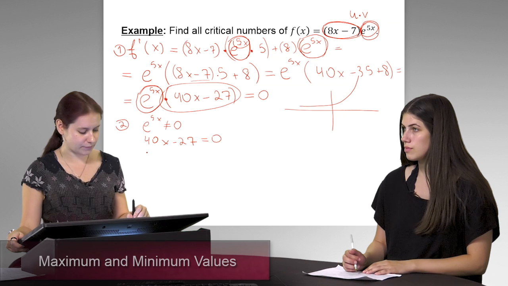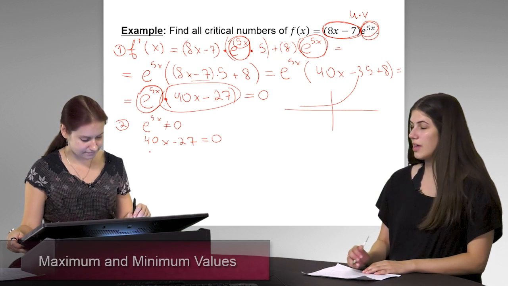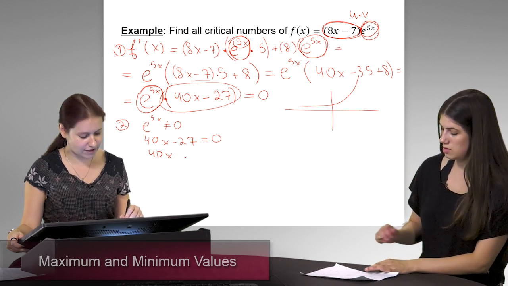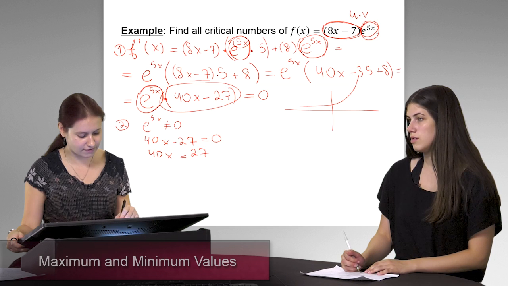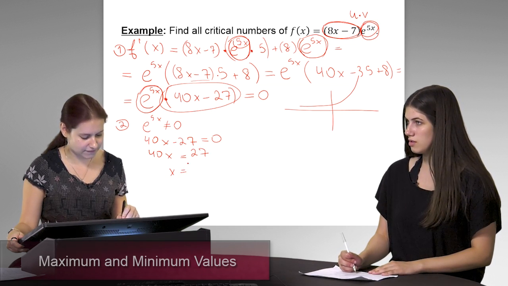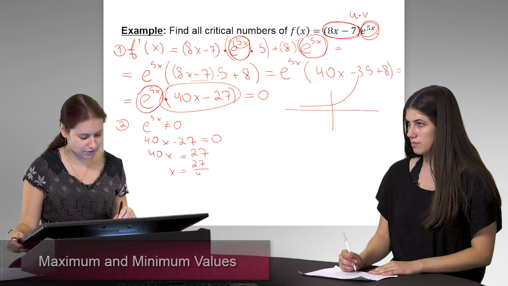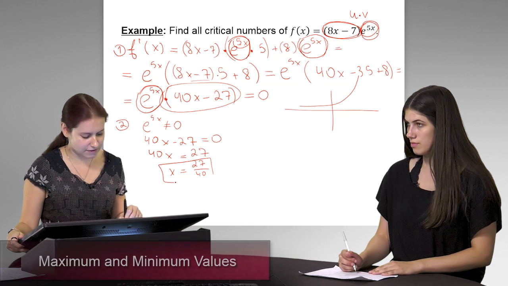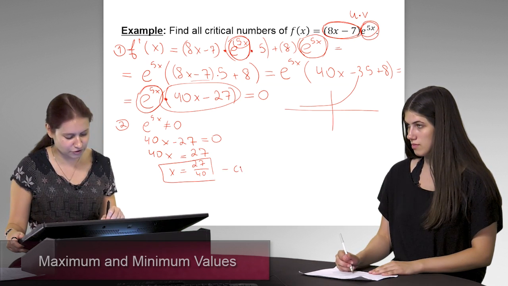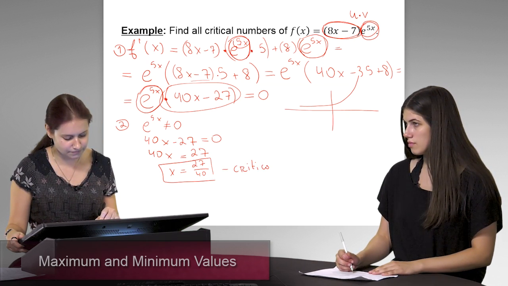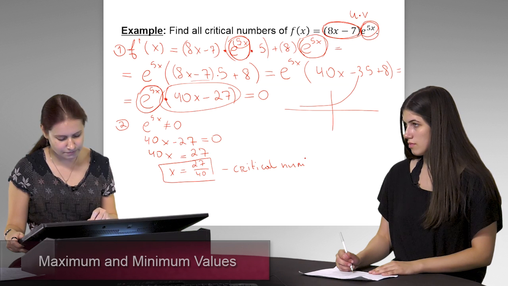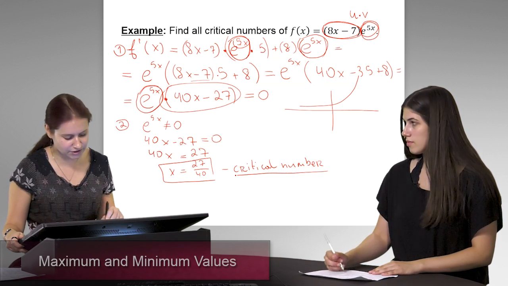Solving for x, what should we do? Add 27. 40x equals 27. And then divide by 40. Divide by 40. 27 over 40. And this is my critical, the only critical number. And that's how you find critical numbers.